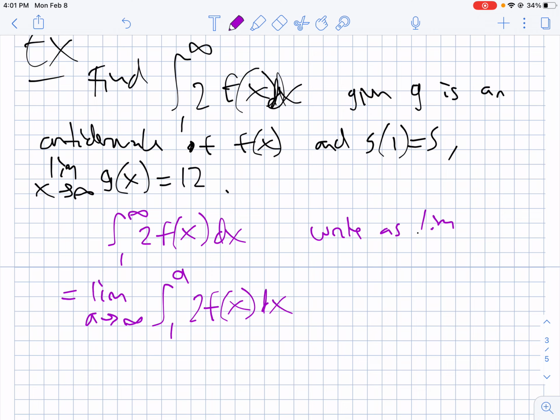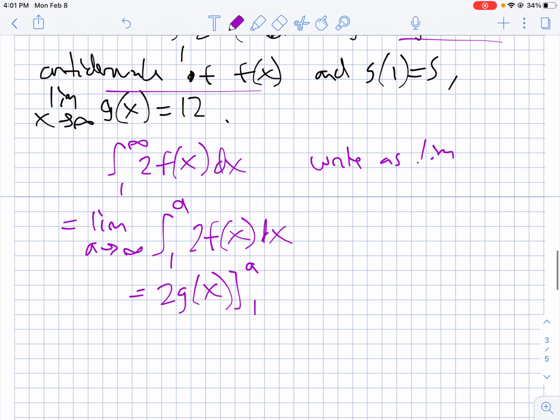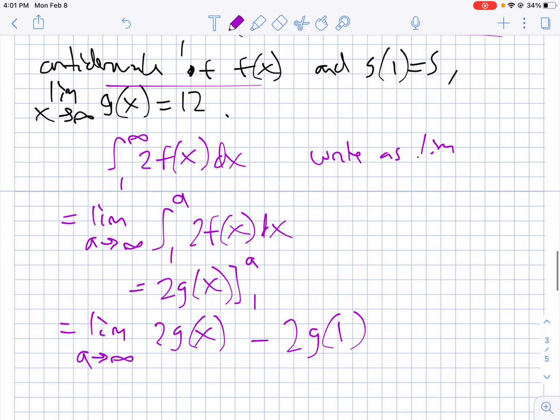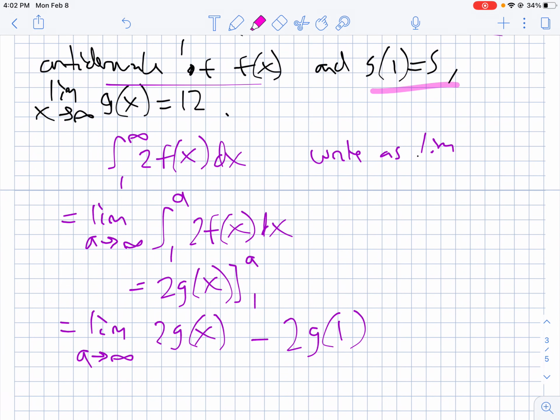Okay, now what did they tell me? They told me g is an antiderivative of f. Great, so if I integrate f, I'm going to get g. Okay, cool. So this is just going to be 2g of x going from 1 to a. So this is just going to be the limit as a goes to infinity of 2g of a minus 2g of 1. All right, so what did they tell me? Well, they told me that g of 1 is 5, so I can just plug that in there.